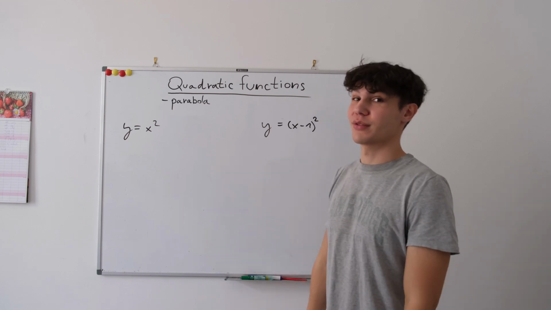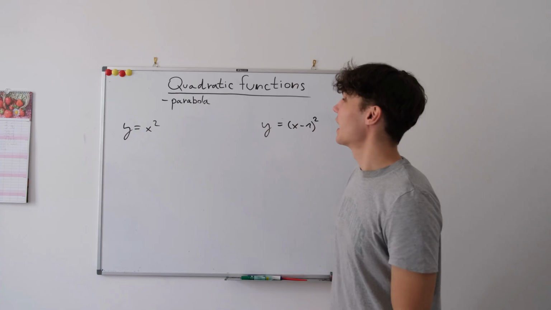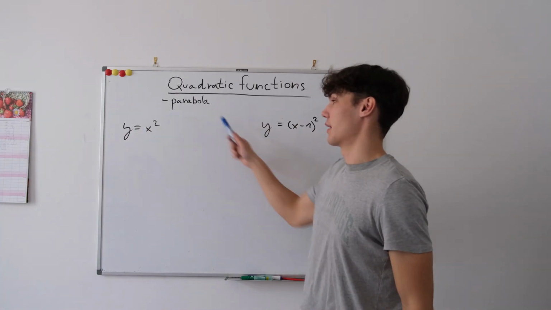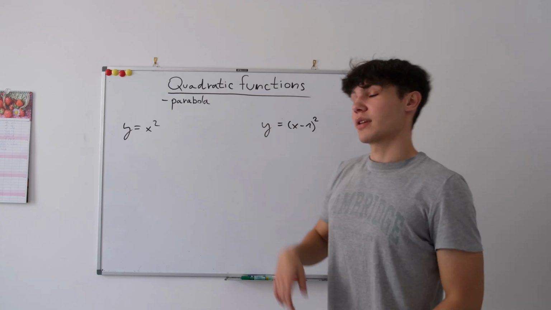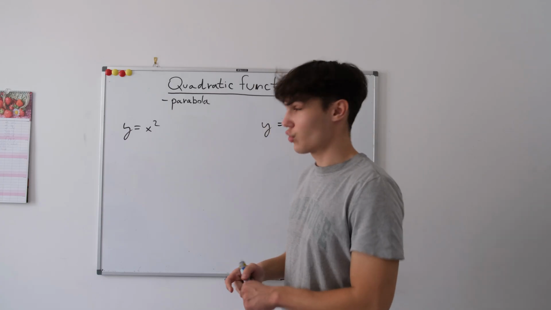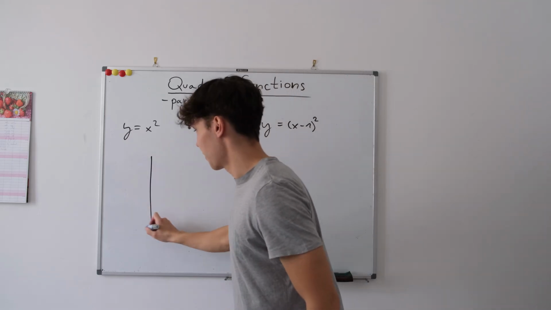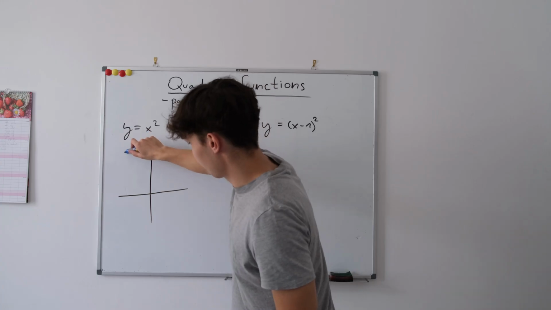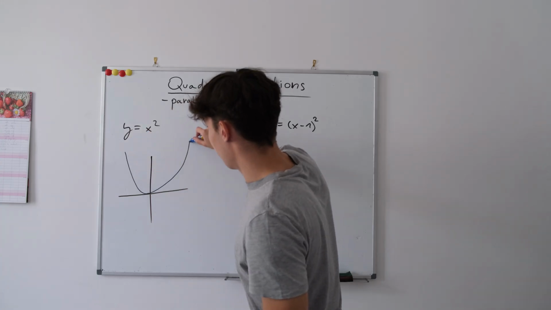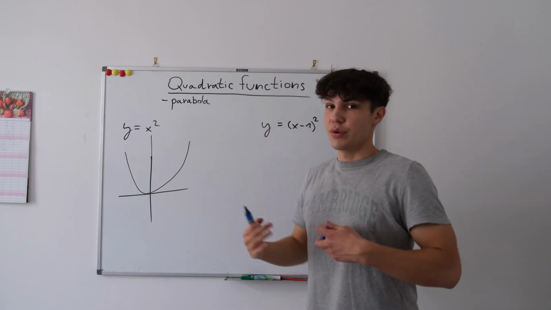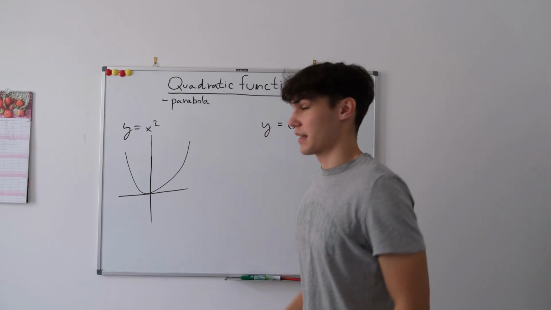Today I'm going to show you how to graph a quadratic function. So the graph of a quadratic function is named a parabola. And the most common one is this one, y is equal to x squared. This parabola right here looks just like this. It's basically a U-shaped function. And why is that? We can find it out by simply plugging in some numbers.